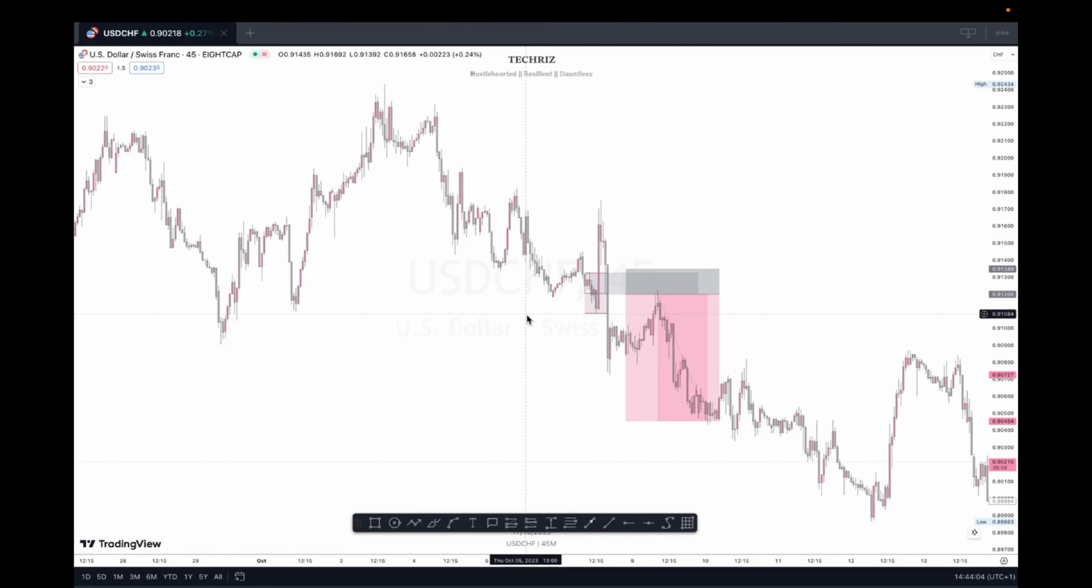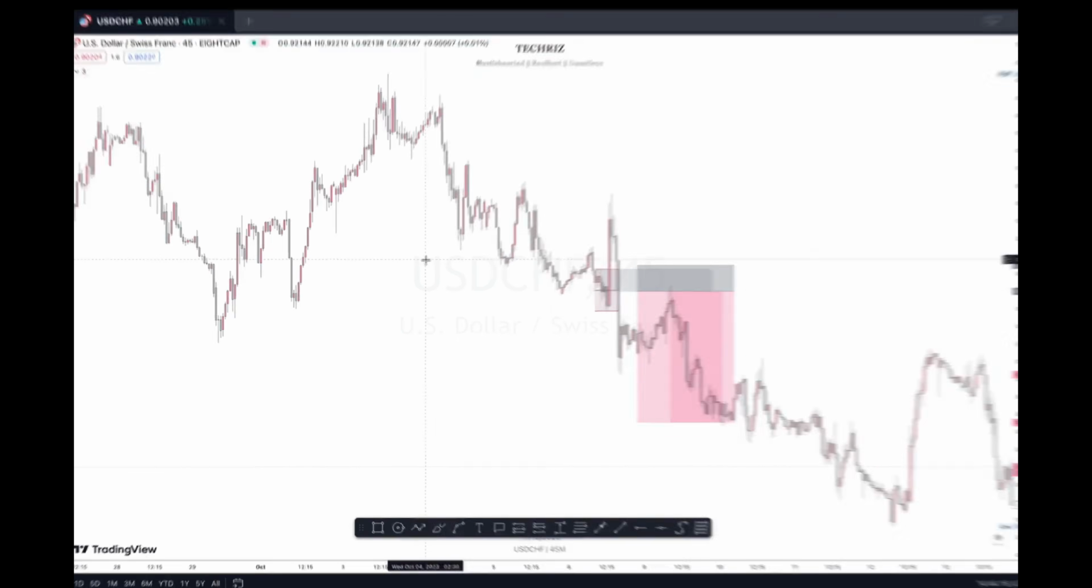Hello guys, yeah, welcome back. So this was another very quick setup that I caught and traded. And I'm going to be showing you the whole ideology behind it. It is a very easy one, trust me. You don't even need to think so much about it. You just need to understand something.